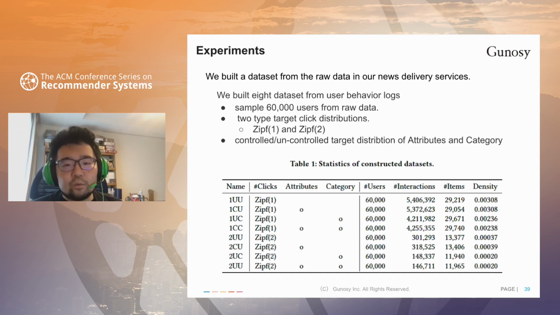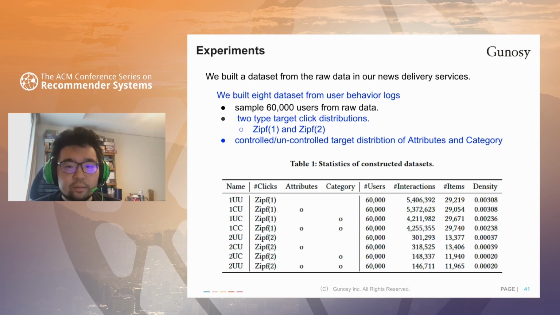As an experiment, we built a dataset from the raw data in our news delivery services. The number of users in the raw data was more than 1 million, and the number of clicks in the raw data was more than 100 million. From this raw data, we built a dataset that consisted of the behavior logs of 60,000 users. We built 8 datasets from user behavior logs.